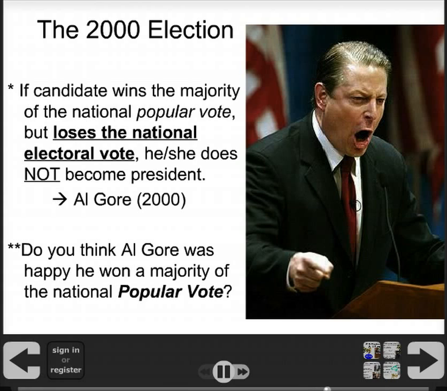However, from time to time, when the election is really, really tight, as it was in 2000, sometimes you can win the national vote, but you don't win the national electoral vote. We keep track of these numbers just because it's very easy, but the one that counts the most is that electoral vote.